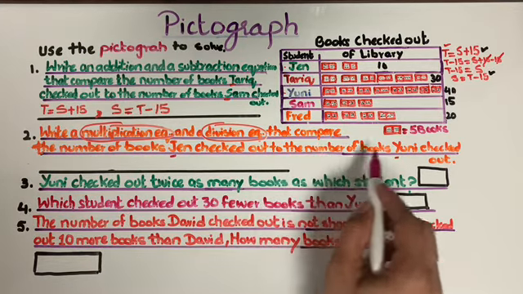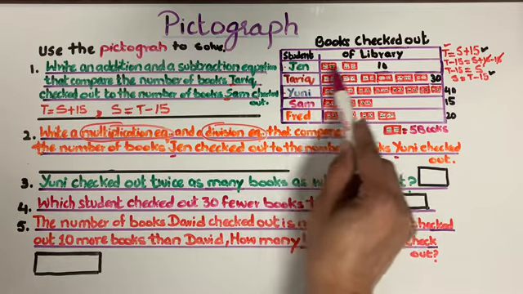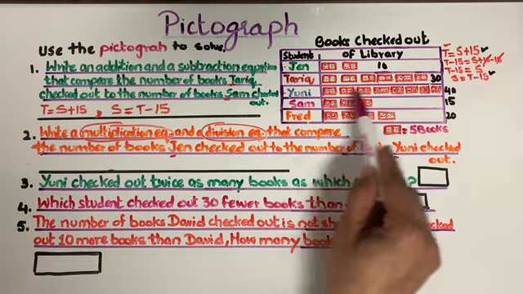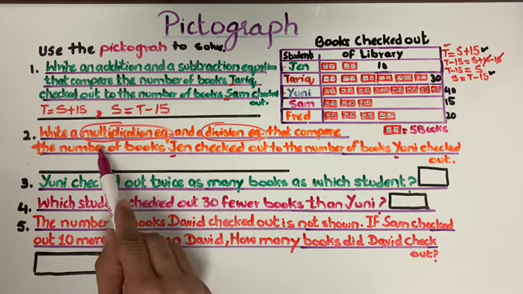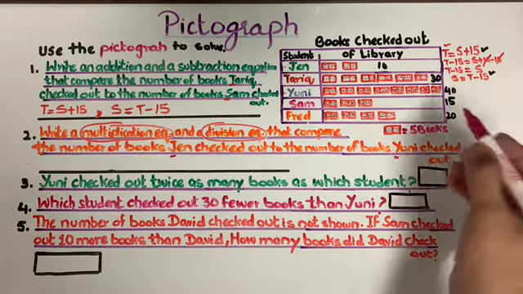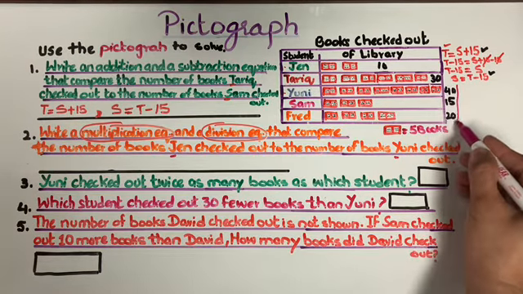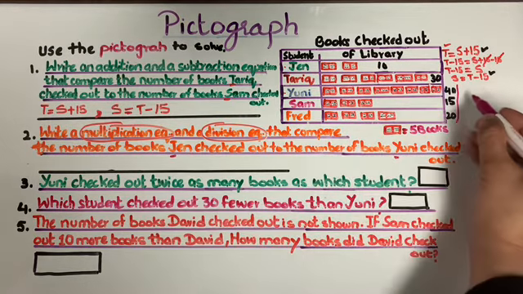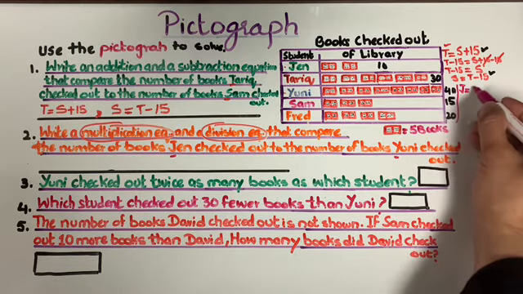In the second question, write a multiplication equation and a division equation that compare the number of books Jen checked out to the number of books Uni checked out. So we are going to compare Jen and Uni. Jen checked out 10 books and Uni checked out 40 books. So we have to write two equations, one multiplication and another division equation. I'm going to use this side to show my work. So here I'm going to use J for Jen and Y for Uni.